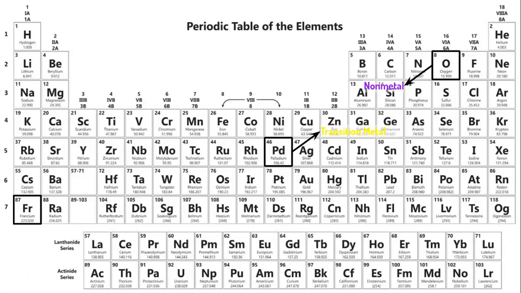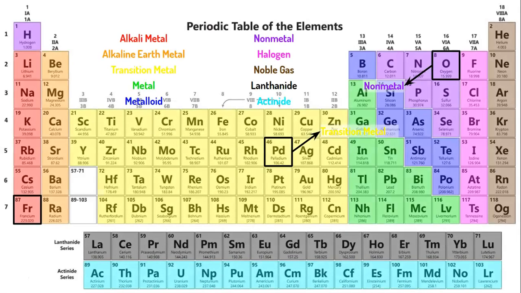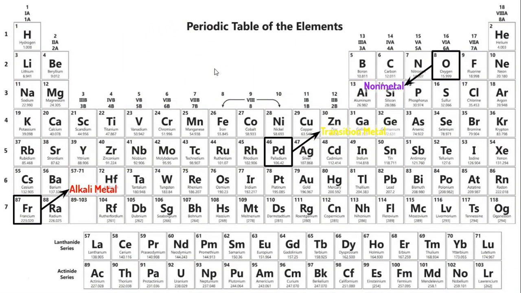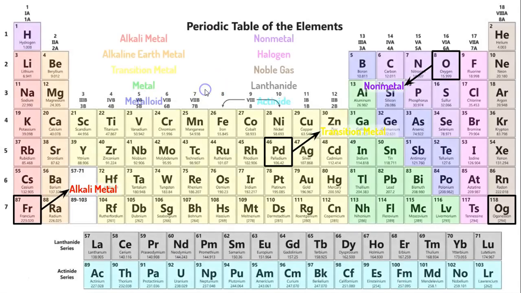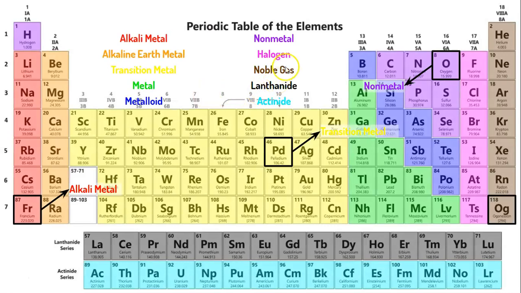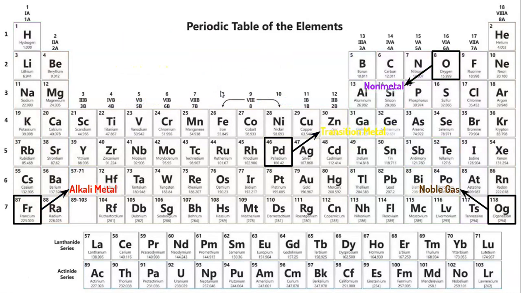Let's look at francium. Now we know francium is highlighted as red, and we know that red is our alkali metals. So francium is an alkali metal. That's its characteristic group. Now let's look at oganesson. Can't really pronounce that name. And that is highlighted as brown, and we know that brown is noble gases, so that element is a noble gas. That's its characteristic group.